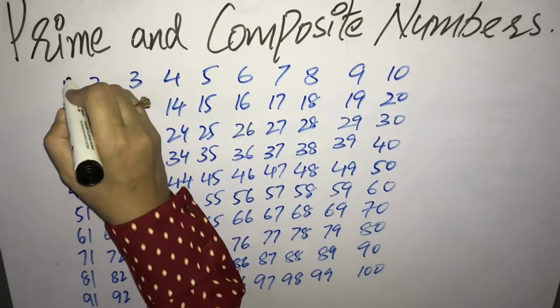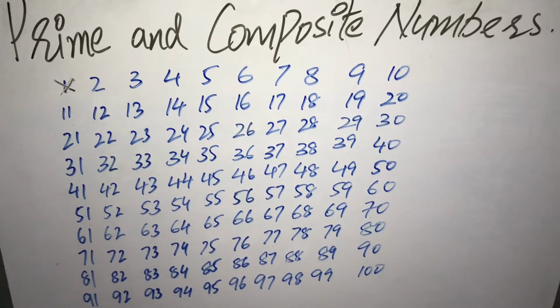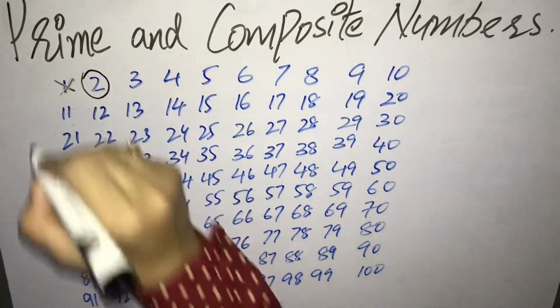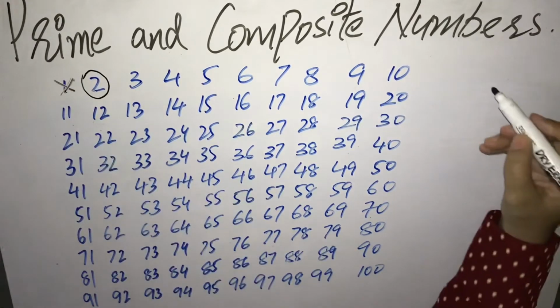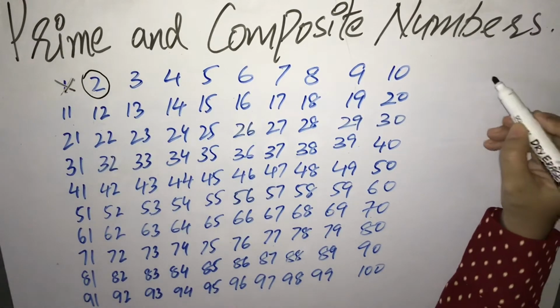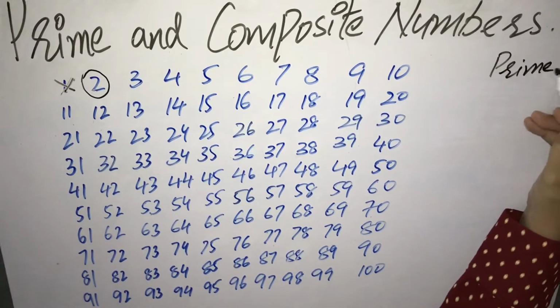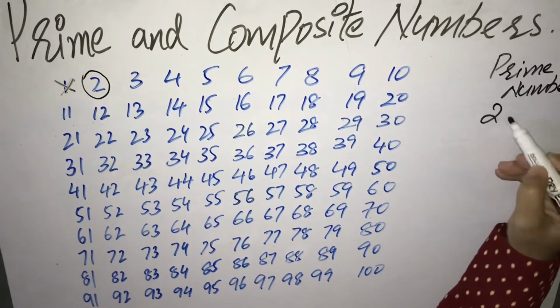So we first of all cut 1. Why are we cutting 1? Because 1 is neither prime nor composite. 1 has only one factor, that is 1. I circle the number 2, which is prime. We have already discussed that 2 has only two factors, 2 and 1, or you can say 1 and 2. Okay, the first prime number I have taken is 2.